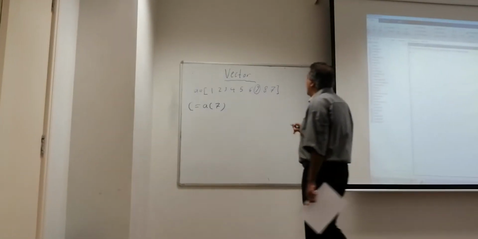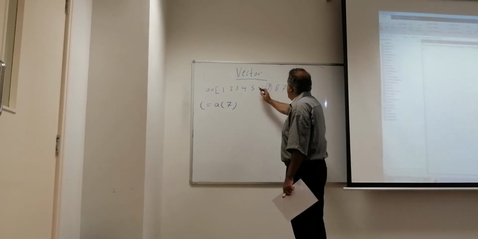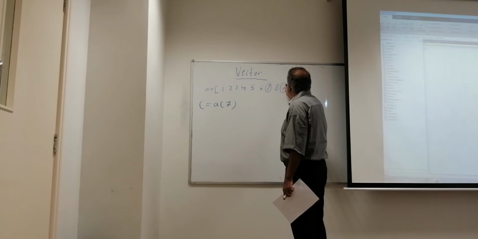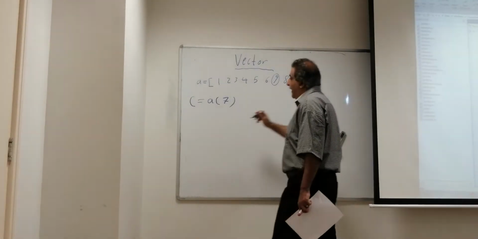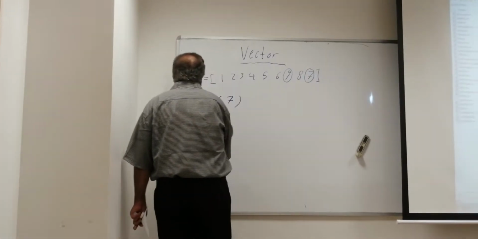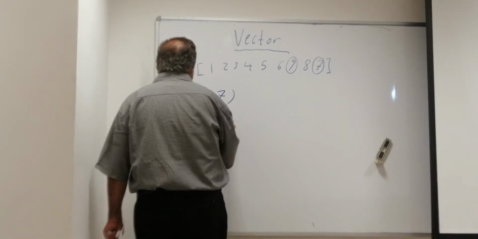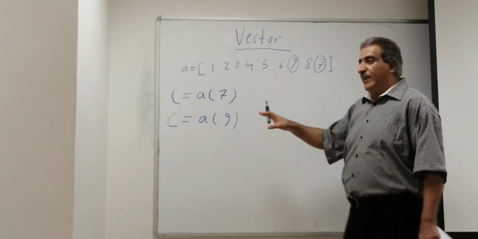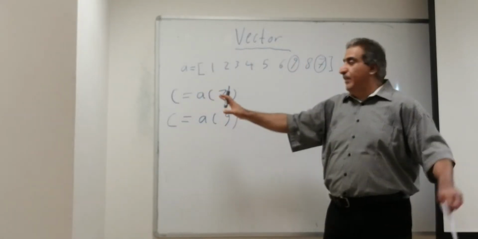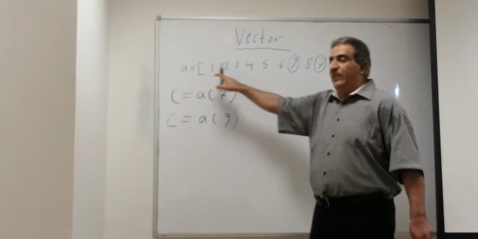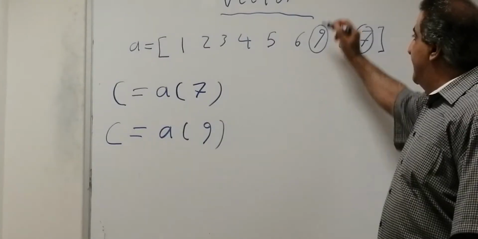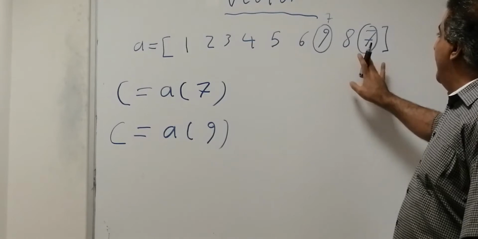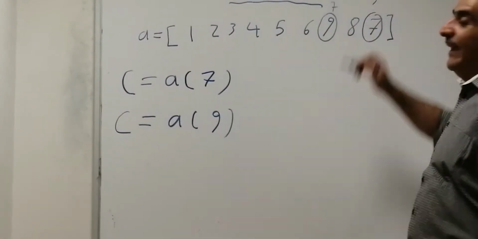If I need to call the number 7, 8, 9, I say C equal A(9). So directly, the program understands C is any symbol equal what? A is already defined. Which number? Number 7 in the series, number 7. Or I need this number 9.